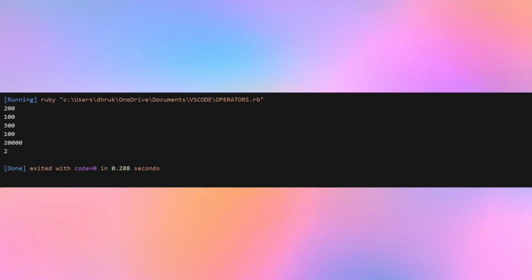As we have done programming before, the first shows the value of A, which is 200. The second shows the value of B, which is 100. The third shows the value of C, which is A plus B, which is 300. The fourth shows the value of A minus B, which is 100. The fifth shows the value of A multiplied by B, which is 20,000. And the last shows the quotient of A divided by B, which is 2.